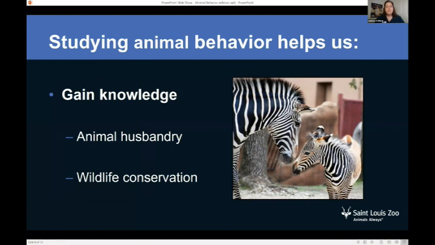But guess what? Behavior studies out in the wild can help us also care for the animals that are with us in a zoo or in our homes or in rehab centers. So they can help each other out, and we can help animals all around. Nice job.